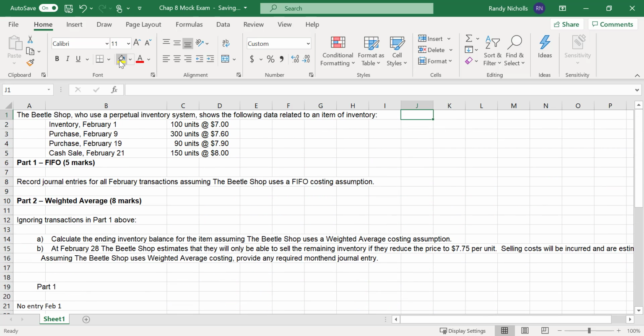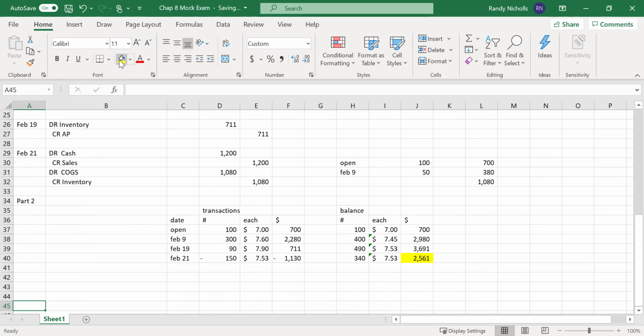Always make sure you're answering the question. So calculate the ending inventory balance for the item. You'll notice I didn't do journal entries here because the question didn't ask for journal entries. I'm not going to take marks off if you do journal entries, but you're not going to get marks for doing it, so you're wasting your time. Same with, I could have done this whole table for the FIFO transactions to track balances in that, but I don't need to for FIFO. So again, it would have been a waste of my time.